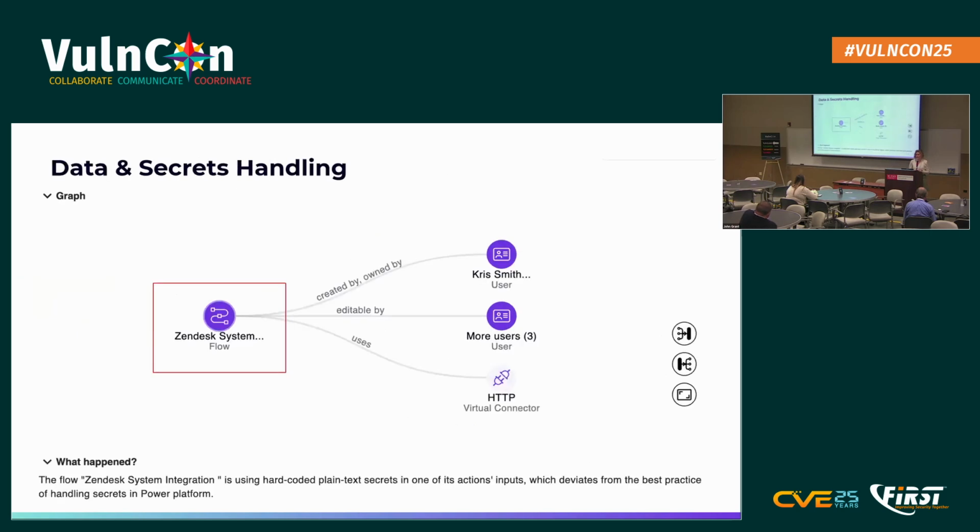So then we talk about data and secrets handling. This is a very familiar one as well for all of us. This is just a simple flow. And again, Chris is our builder. Chris maybe needs a little more education on how we build securely. This flow was built using a hard-coded plain text secret. So it's something we're all very familiar with.